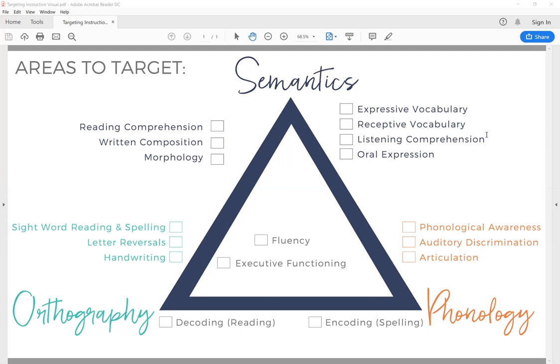Then we're going to move all the way over to phonology. So again, that's understanding of the sound structure of our language. So this is going to be things like phonological awareness. Do they understand how words break into syllables and sounds? Auditory discrimination. Can they tell the difference between similar sounding words? Can, cam, are those the same or different? Things like that. You can also even do nonsense words.